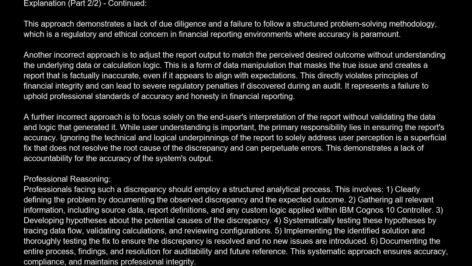This approach demonstrates a lack of due diligence and a failure to follow a structured problem-solving methodology, which is a regulatory and ethical concern in financial reporting environments where accuracy is paramount.